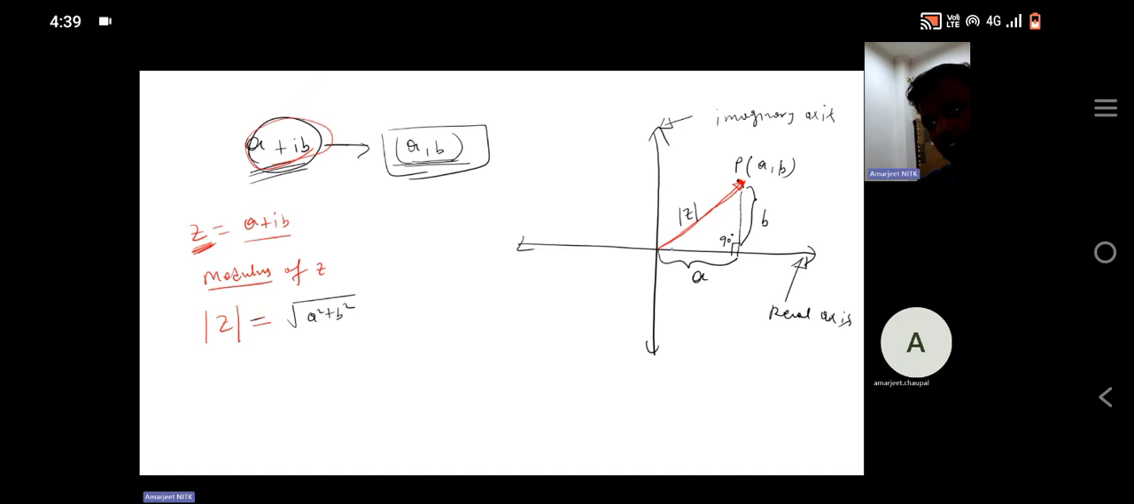And here, this angle between the radius vector and the positive x-axis, suppose this is theta, then theta is nothing but the argument of the complex number. Argument of z, and you can write it as arg z is equal to theta.